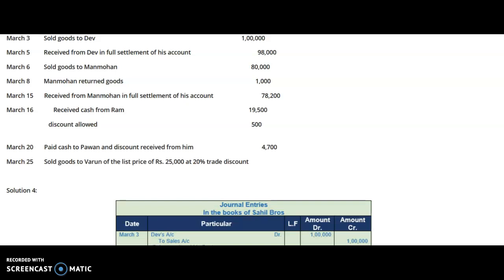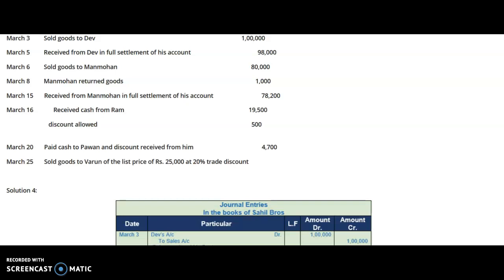Now let's understand the nature of these accounts. Cash account's nature is a real account, Dev account's nature is a personal account, and discount account's nature is a nominal account. Now let's apply the principles of the three accounts. Cash account rule says debit what comes in, credit what goes out. When the business is receiving, cash is coming to the business. What do we have to do? We have to debit the cash account.